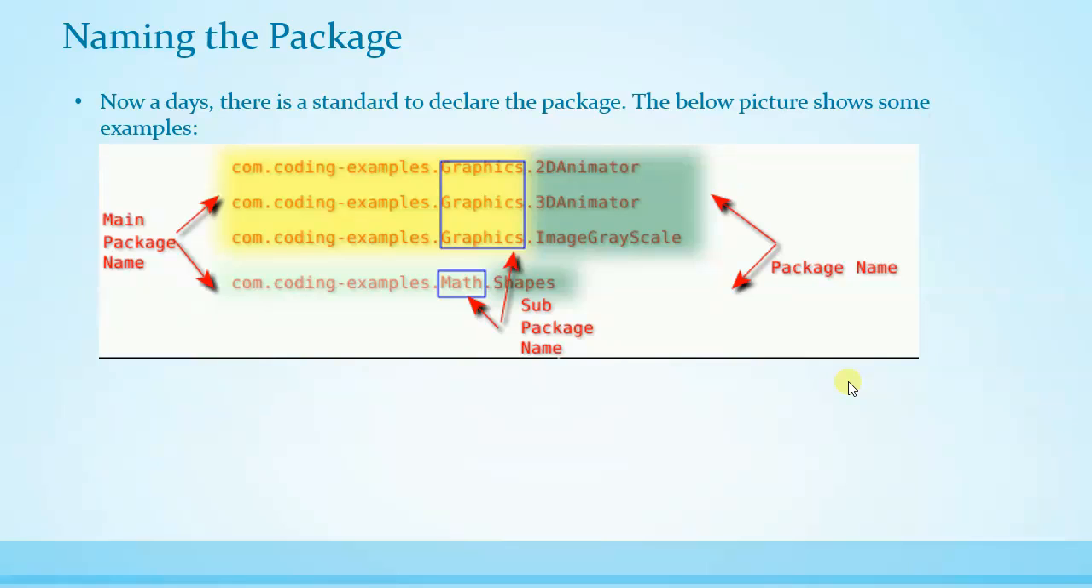Next, you can put as many packages as you need. Then inside the package you can place the classes. The picture shows how to name a package. Here coding examples is the main package, graphics is a sub package, and inside that we have one more sub package called 2D animator. Here we haven't displayed any class names; this picture just shows the packages, not the classes inside them.